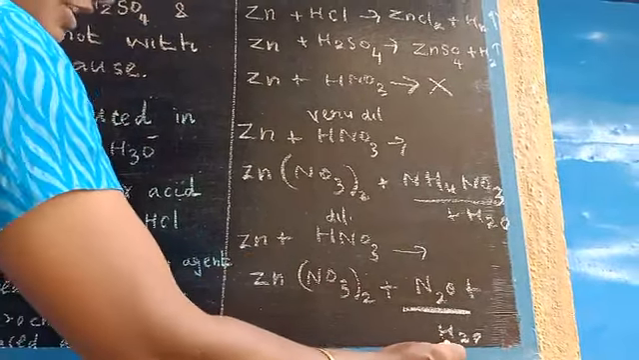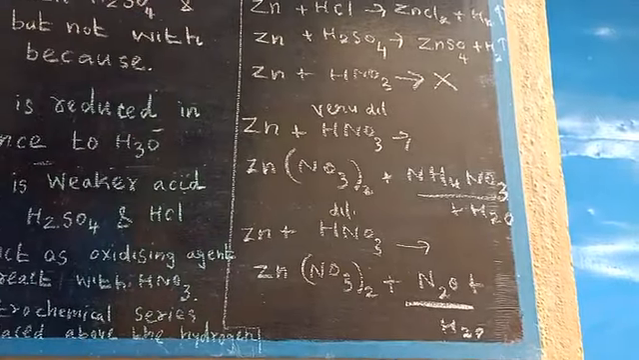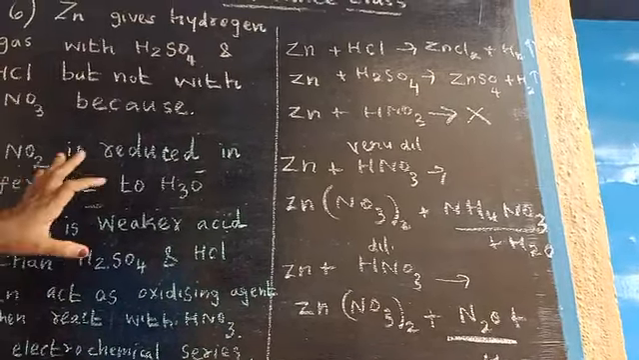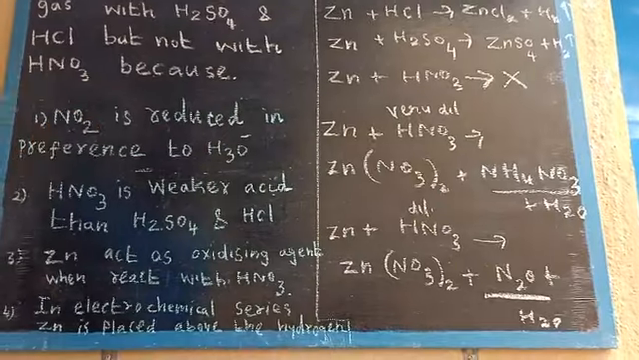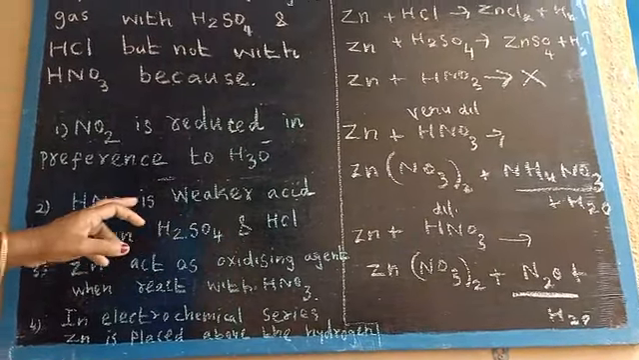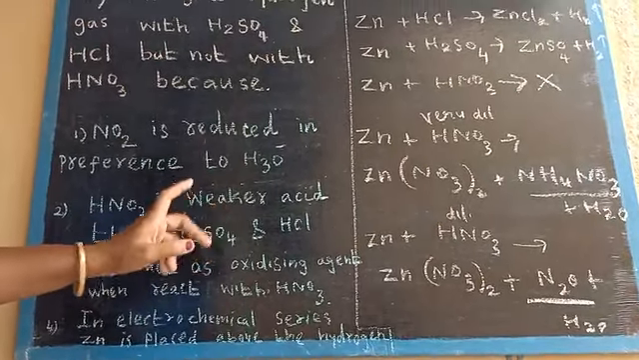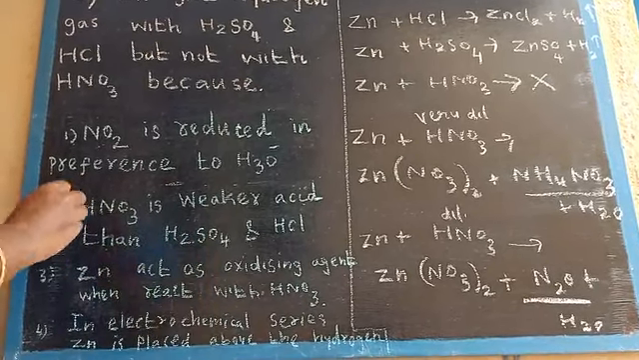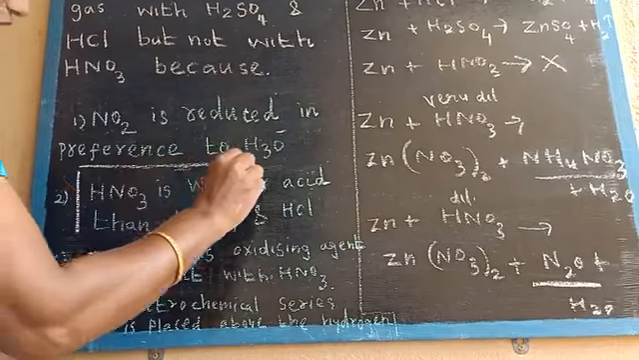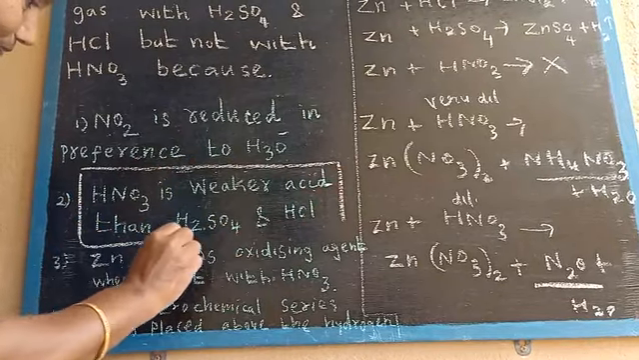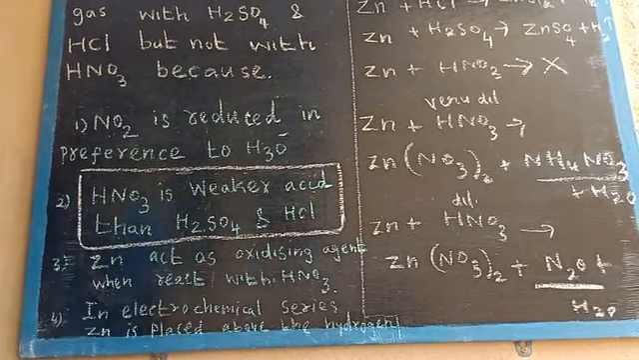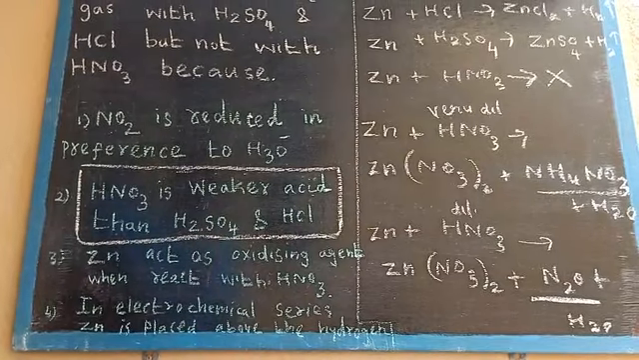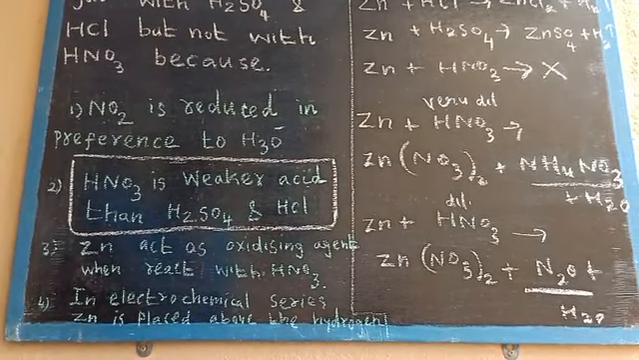At the same time it gives the water molecule, not H2. Okay, so from this we come to the conclusion: HNO3 is a weaker acid than H2SO4 and HCl. So the correct option for this particular question is option 2. HNO3 is a weaker acid than H2SO4 and HCl.